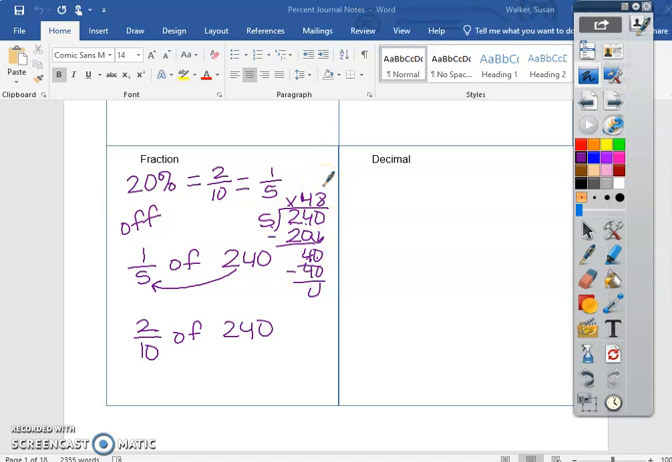And that's the off. Off means we subtract. So 240, take away 48, which we already solved above, which is 192.